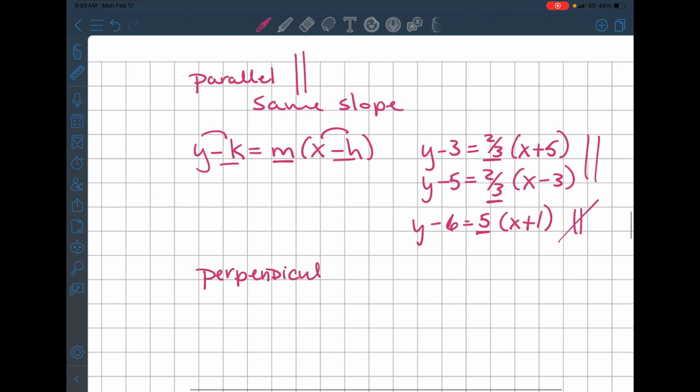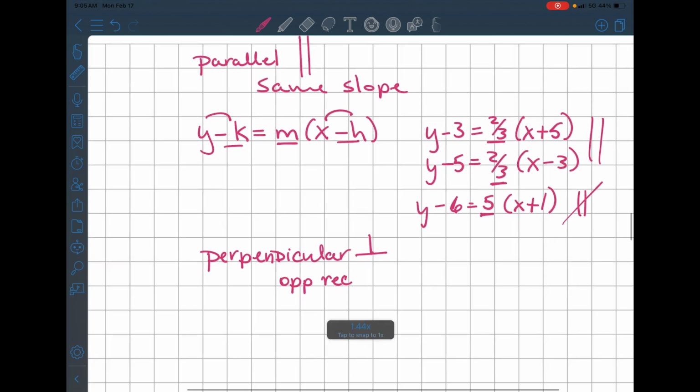So first of all, perpendicular would look like this. So that is the perpendicular symbol, and they have opposite reciprocals, meaning if it was positive, it's going to be negative, vice versa, and reciprocal is just simply flipping that fraction. If it was a whole number, you put it over 1 and then flip it. So if I have 3, the opposite reciprocal would be -1/3. If I had 2/3, the opposite reciprocal would be -3/2.